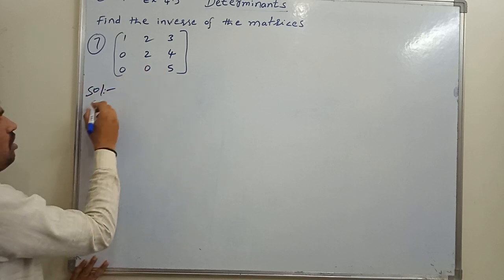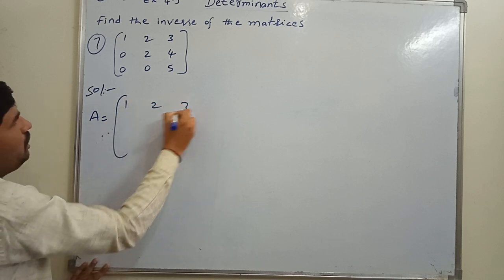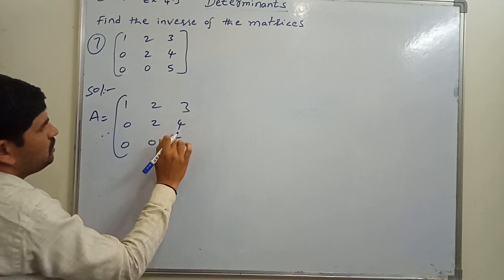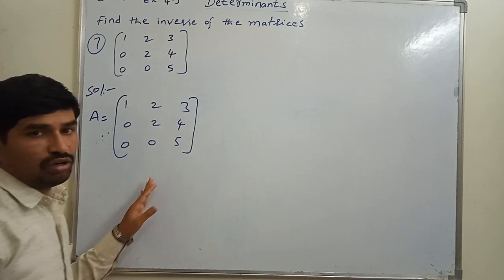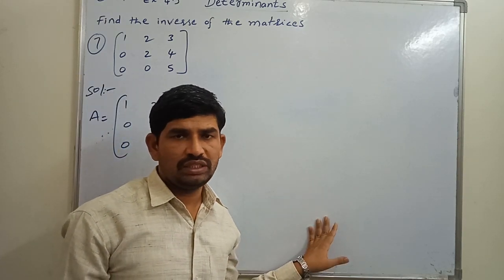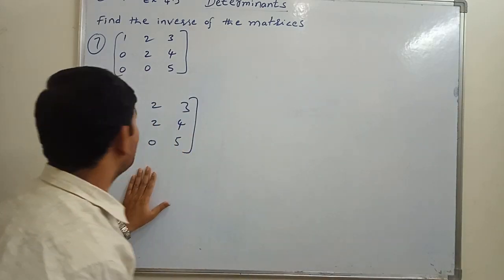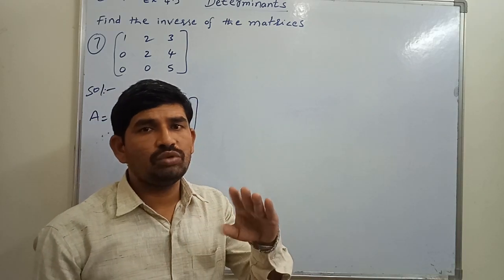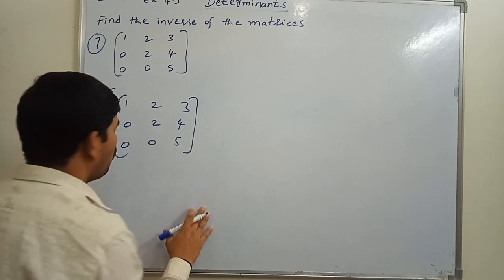For the given question, again I am going to write matrix A equals 1, 2, 3; 0, 2, 4; and 0, 0, 5. Yes, this is the given matrix. Actually this is a 3 by 3 matrix. Just now we completed the inverse of a matrix whose order is 2 by 2. You have to complete question number 6 there. Now see question number 7. I will complete question number 7, but you people have to complete the remaining questions 8 and 9, because again the remaining questions are 3 by 3 order matrices.